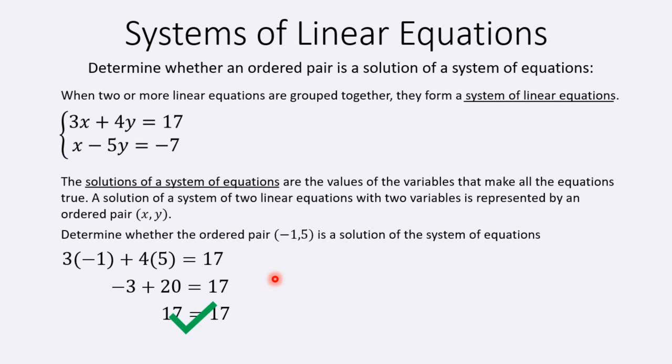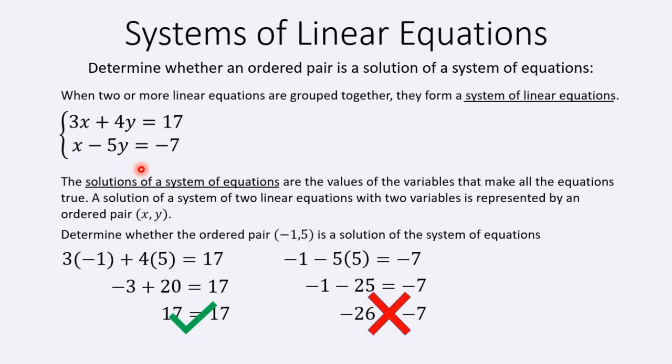So now we're going to look at the second equation, and we're going to plug in x and y. X is going to be -1, y is going to be 5. So now we're going to do the arithmetic on the left side there. The multiplication, -5 times 5 gives me -25. And then I subtract and I get -26 equals -7, which is not true. So while this ordered pair is a solution to the top equation, it's not a solution to the bottom equation.